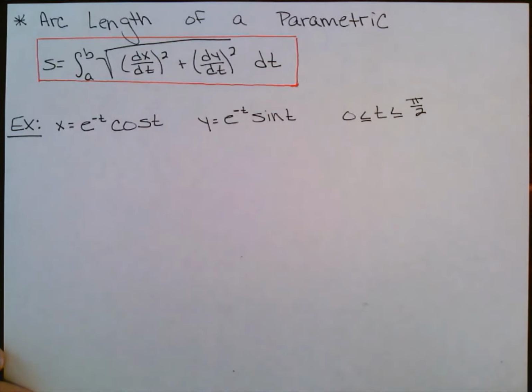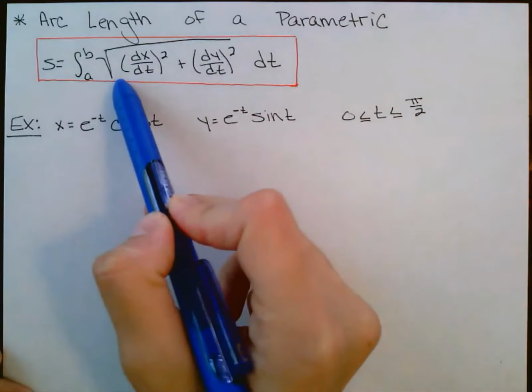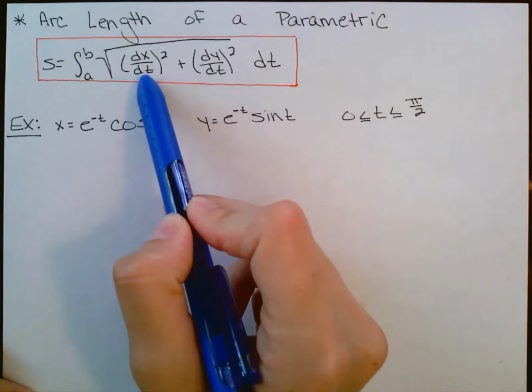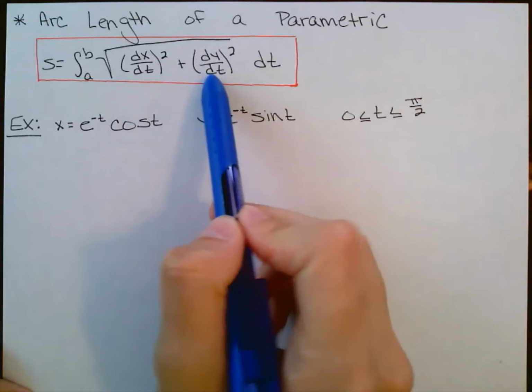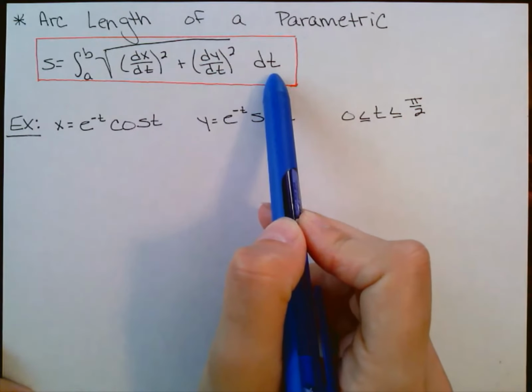For this next scenario, we're going to be looking at arc length of a parametric equation, okay? So the formula reads the integral from a to b of the square root of the x's derivative squared plus the y's derivative squared, okay? And then that integral is going to be done in terms of t.